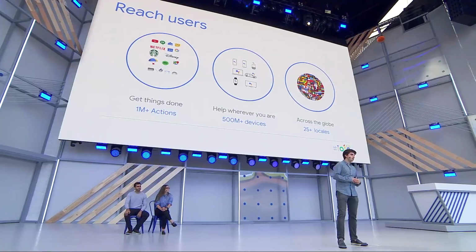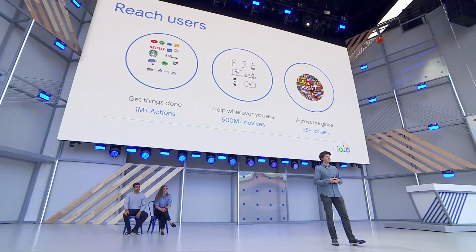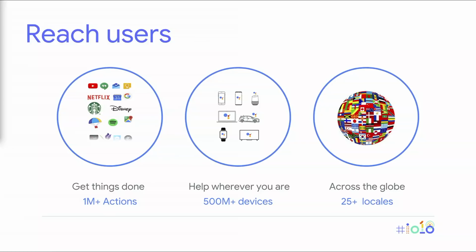First of all, we have to provide you with reach, which is access to a wide audience of users. Users are already coming to the Assistant to perform over 1 million actions. But the ecosystem is far from saturated. As users come to get more and more things done, there's a huge opportunity for your brand to get discovered and fulfill unmet needs. And they're performing these actions across a huge range of devices and contexts, from voice-enabled speakers like the Google Home, to phones, to Android Auto, to TVs, Chromebooks, and more. Bringing the number of devices where you can reach users to over 500 million.